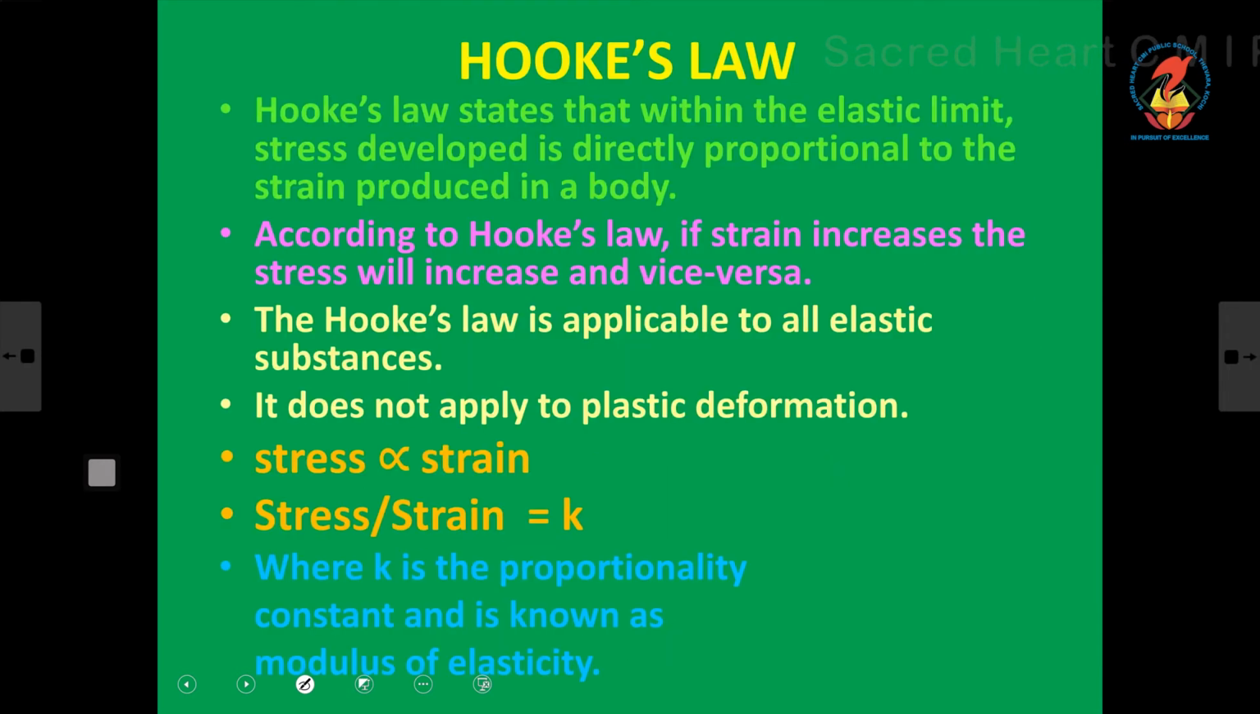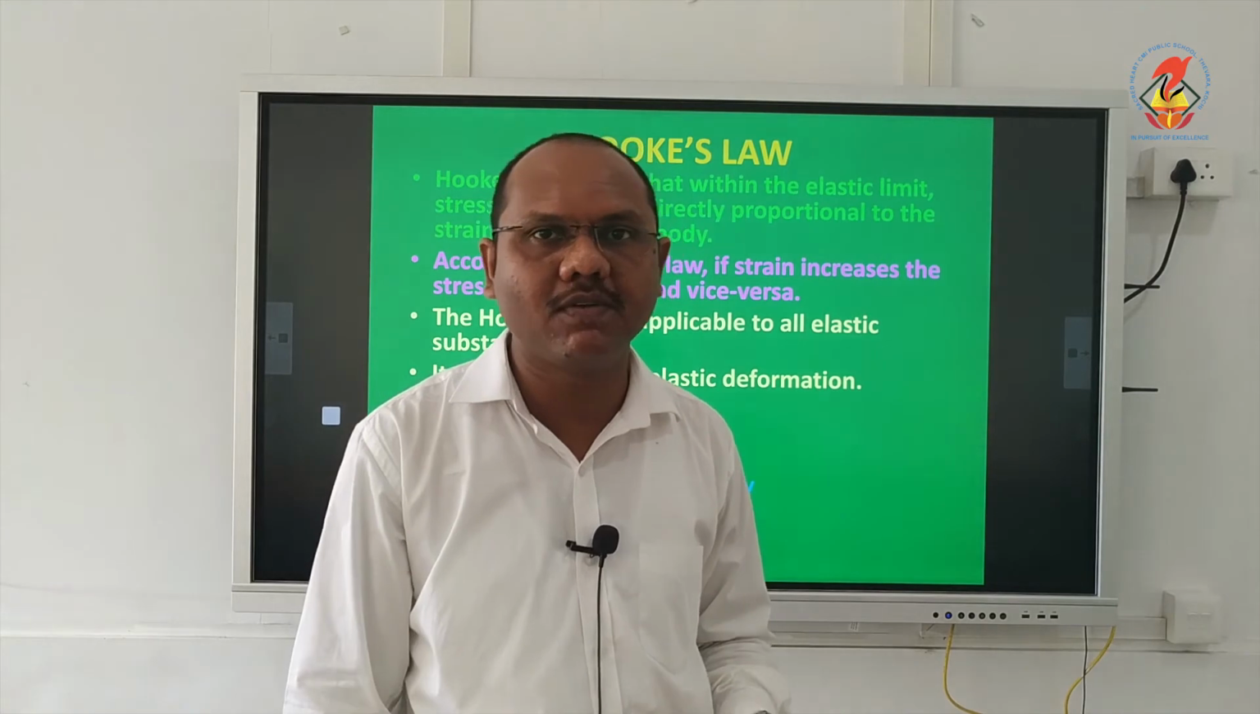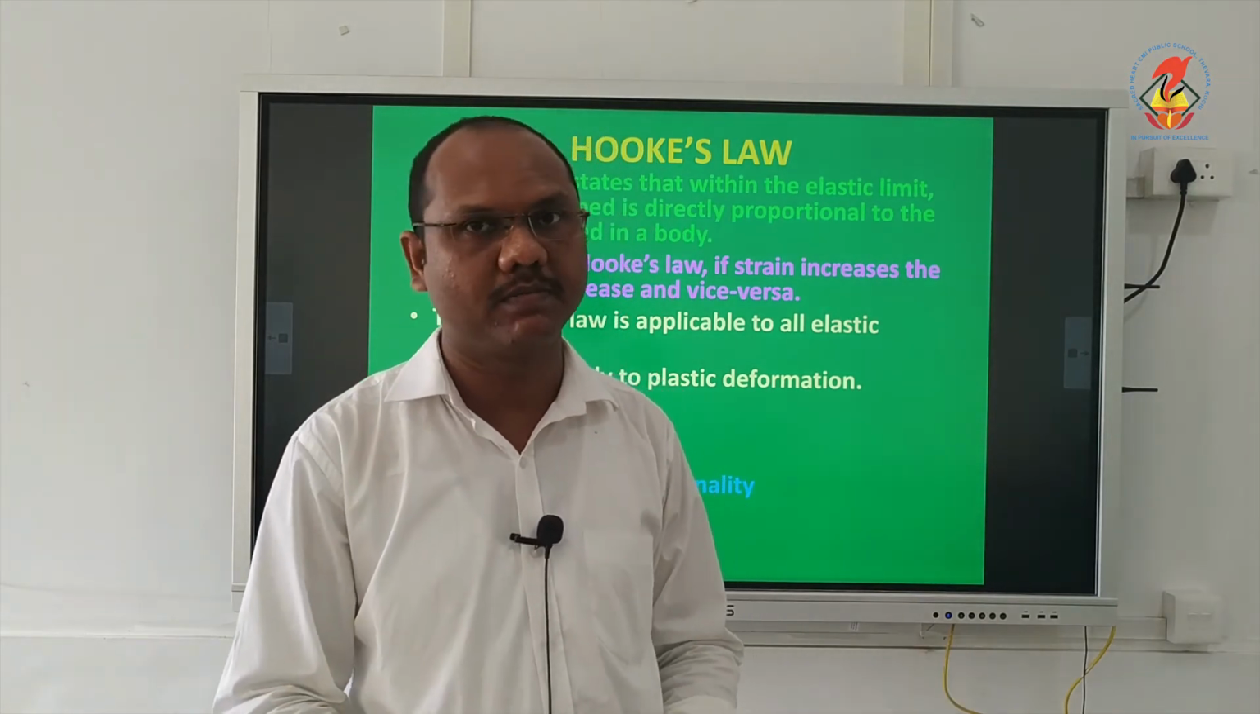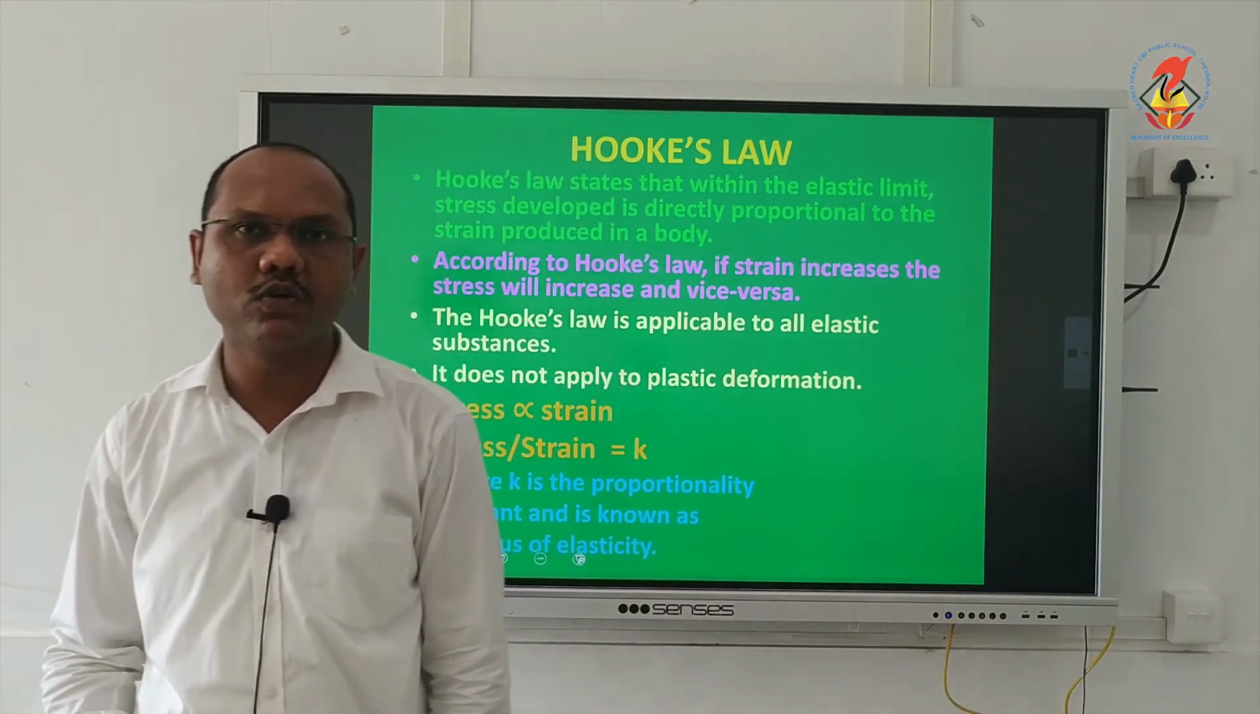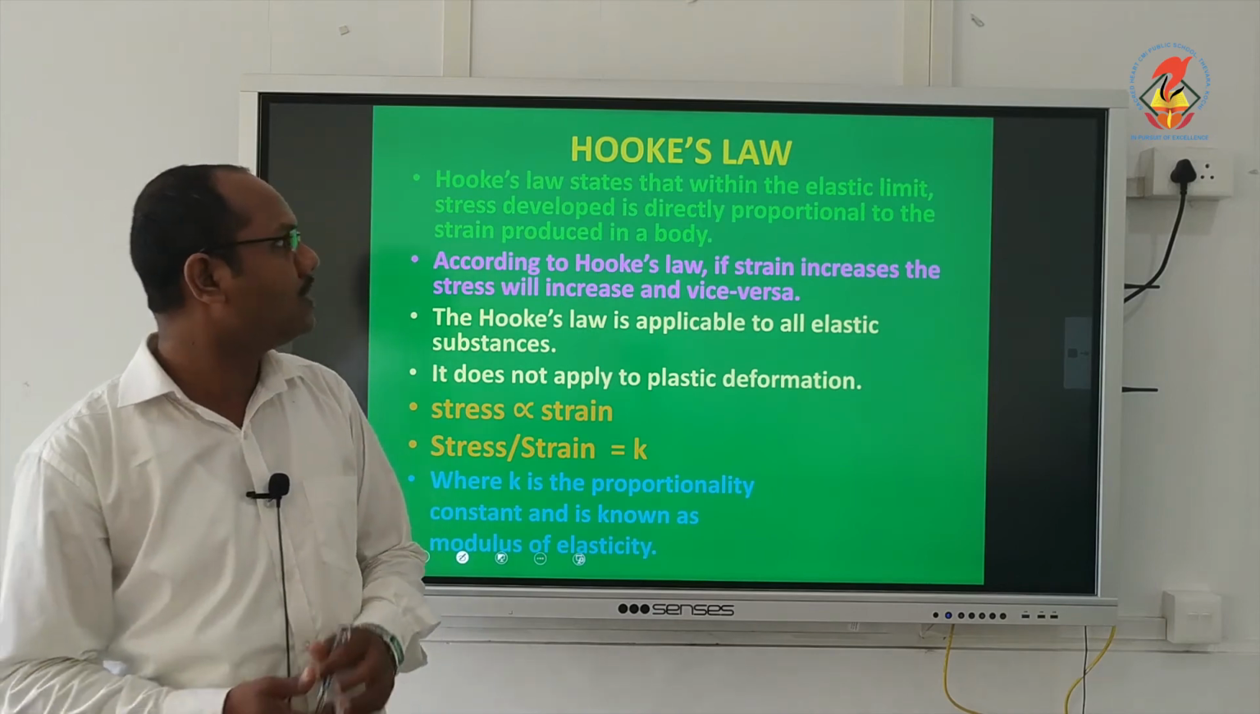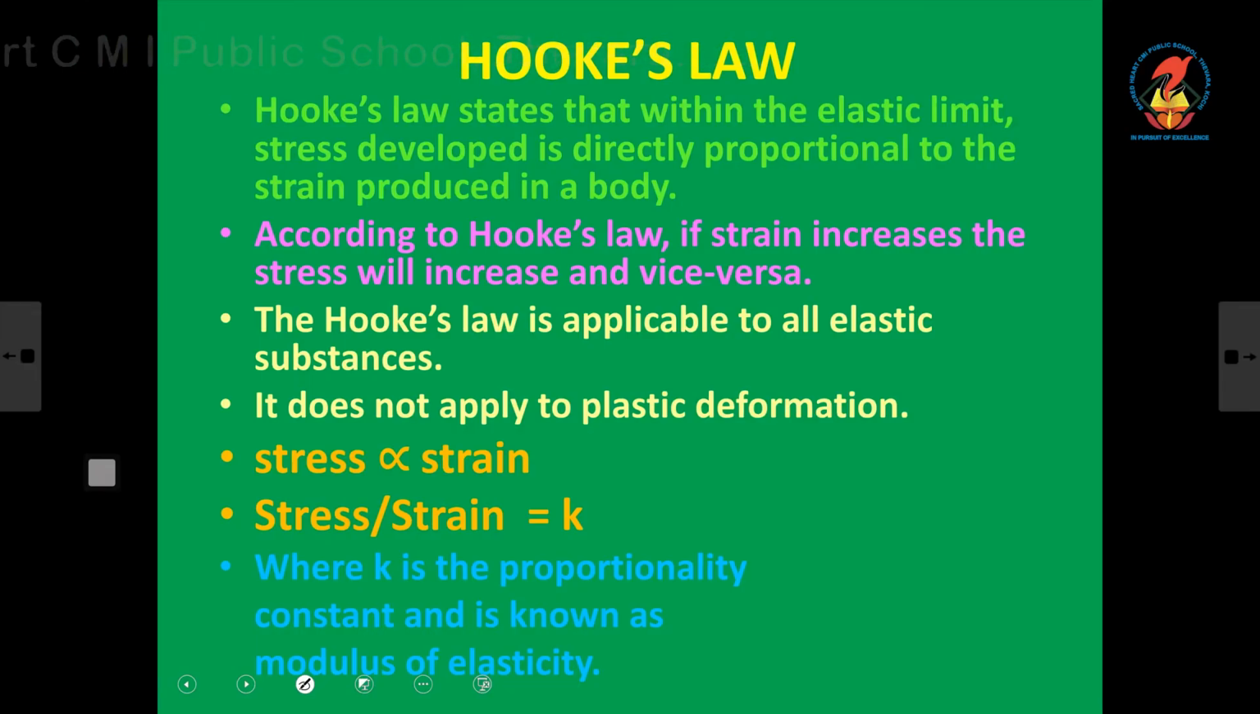Now Hooke's law is only applicable to elastic bodies. The law got its name from the scientist who discovered it, and his name is Robert Hooke. So it is called Hooke's law. So Hooke's law states that within the elastic limit, stress developed is directly proportional to the strain produced in a body. So what is meant by elastic limit?